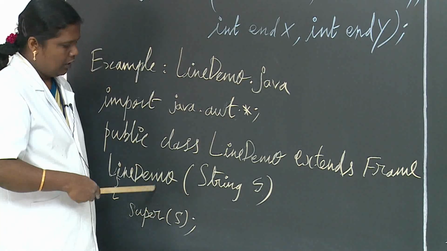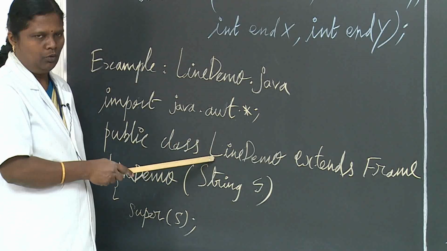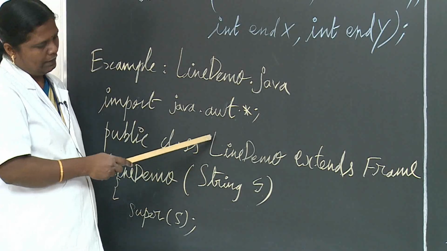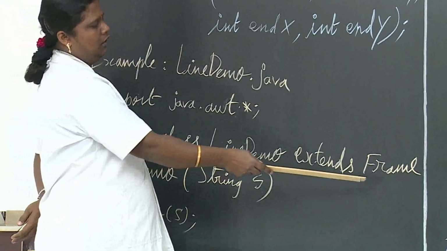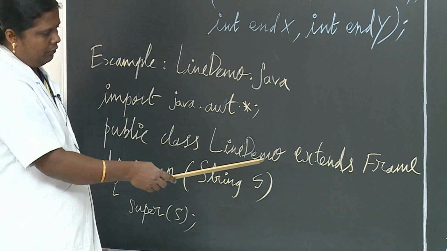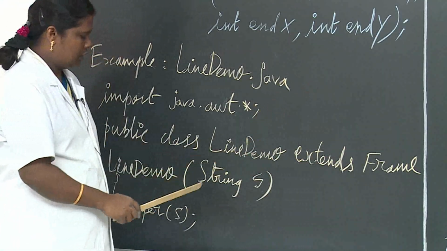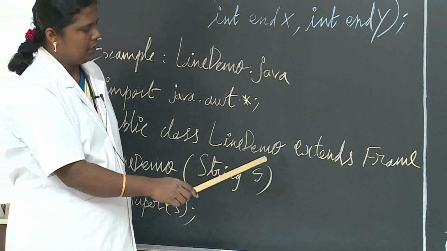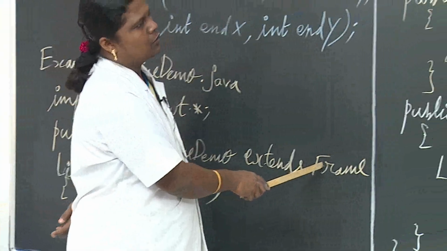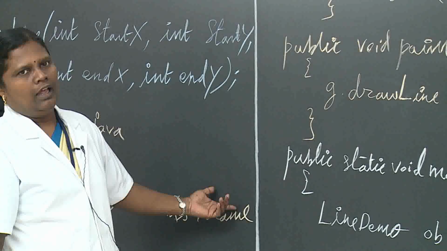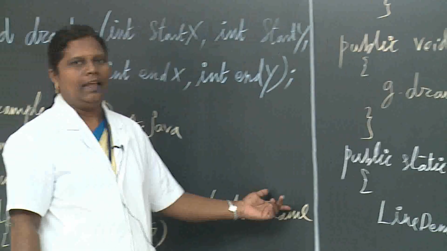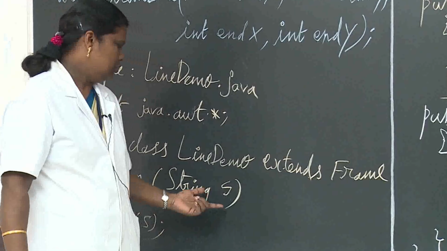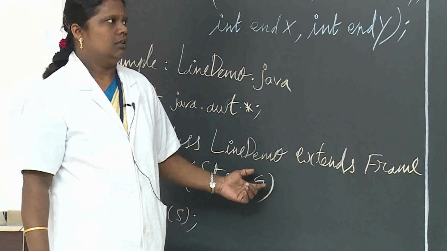Super in the sense that this class named LineDemo has a superclass, which is Frame, since it extends Frame. That's why it is called super. So this is going to pass the name to the frame. While displaying our line, it is going to display the frame with the name passed through this constructor.